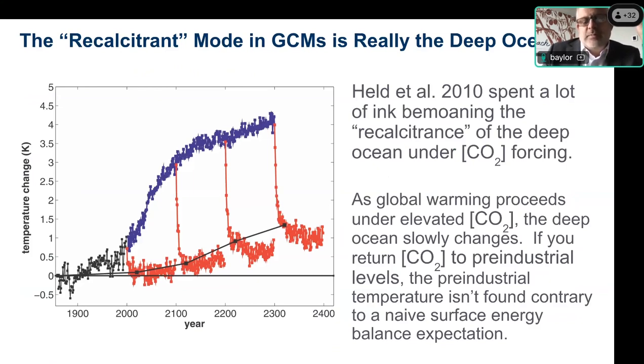That recalcitrant response is really because the deep ocean is warming up under global warming, and it's incompletely equilibrated over these decade or century length runs. And so in this first paper, their real complaint was, well, this makes it really hard to spin up our climate models. How are we going to get to a state where we can study climate?